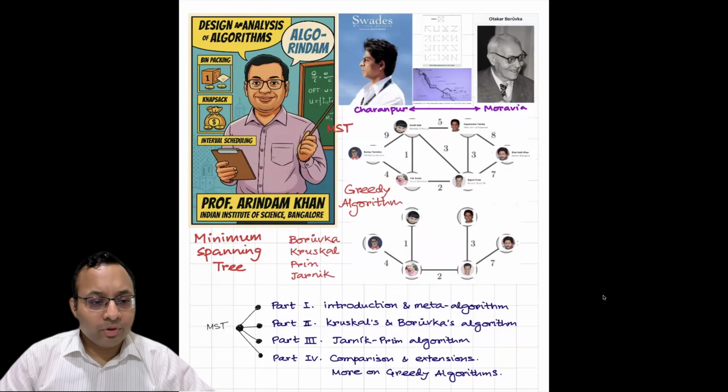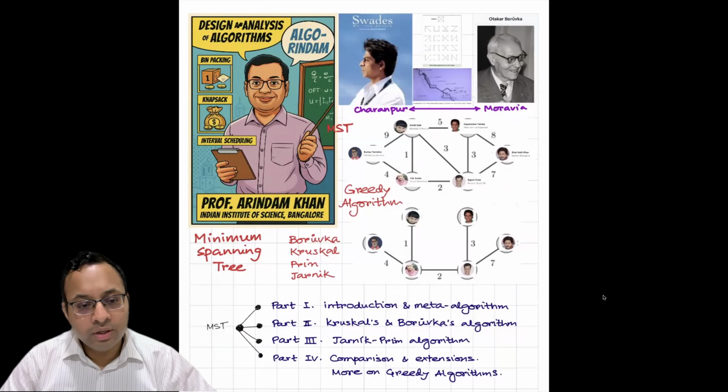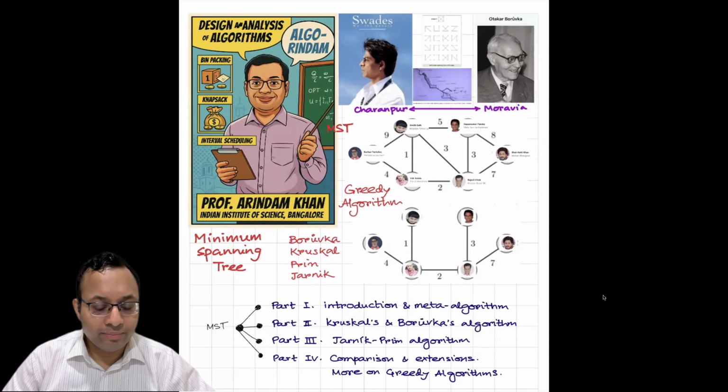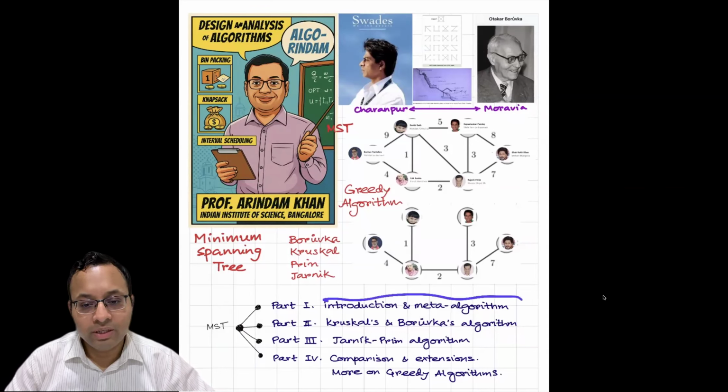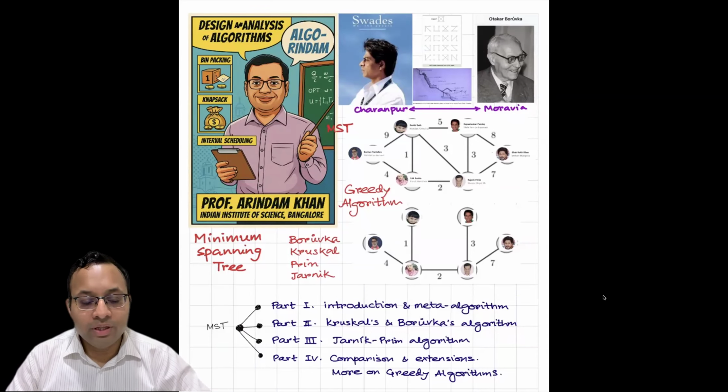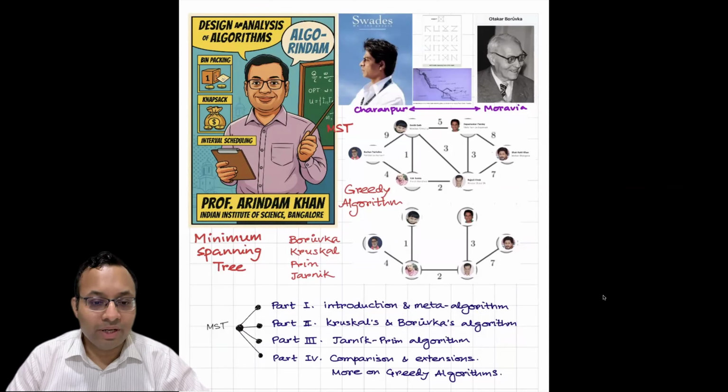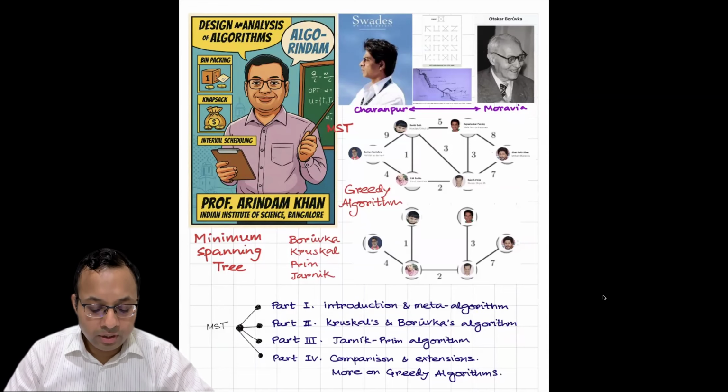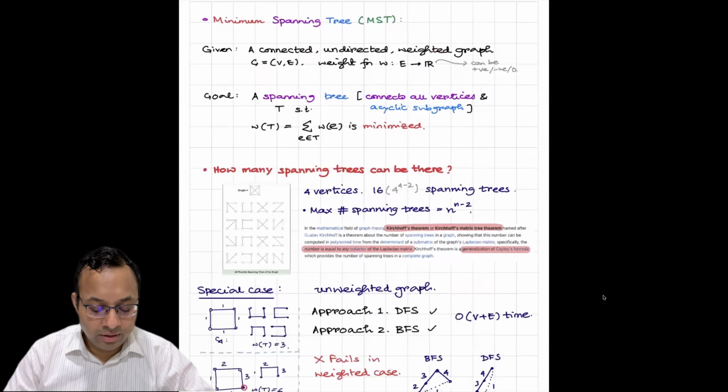Hello everyone, welcome to this episode on design analysis of algorithms, and in this video we'll learn about minimum spanning tree. Already in the last part we talked about the definition of spanning tree and we learned about a meta algorithm. Now we will see Kruskal's algorithm and Borůvka's algorithm in part 2. They're actually different types of implementations of the same meta algorithm. So let's go over the details once more.